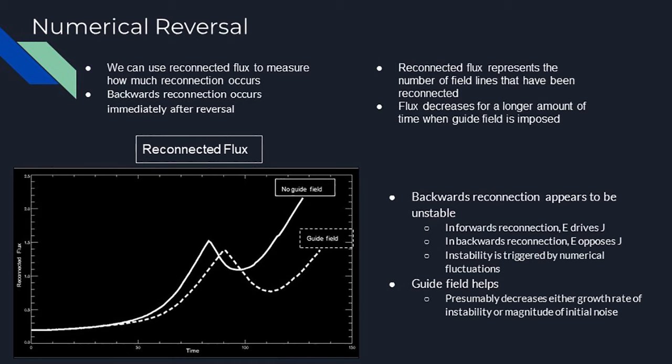And we found that adding a guide field, which is a uniform magnetic field in the Z direction, helps with reconnection. As you can see this dashed line here. It reverses further and for longer. And we think this is either because it reduces the effect of the numerical fluctuations or reduces the growth rate of the instability.